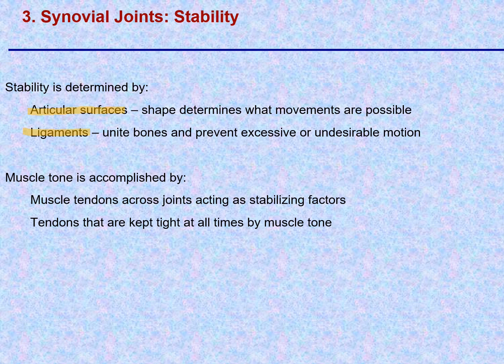Muscle tone is important. I remind you that muscle tone refers to a partial state of contraction. It acts as a stabilizing factor so that the tendons have some tightness at all times due to that muscle tone, and you can relax further or tighten up the muscle further, pulling on the bone on the other side of the joint.